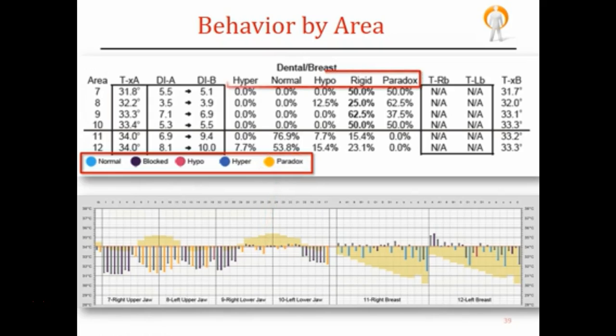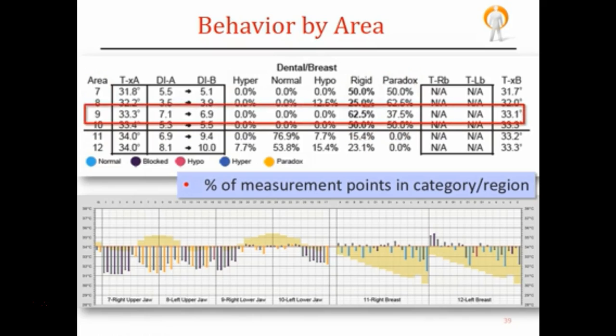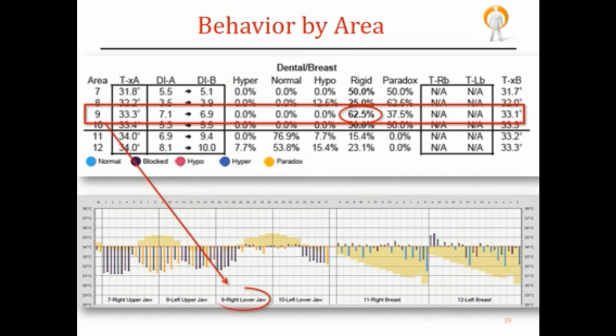Now the types of regulation behavior are also summarized by region. Here you can see a high percentage of rigid, meaning blocked, and paradox regulation in the dental areas 7 through 10. The percentage reflects the number of points that fall within the different categories for each region. And in fact, area 9, the right lower jaw, has the highest percentage of rigid regulation and may be of concern here.